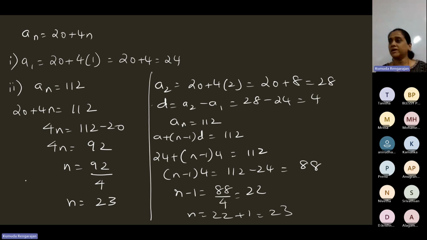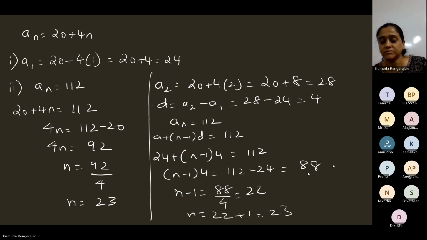Or here An is equal to 112, and An itself is 20 plus 4n. So 20 plus 4n is equal to 112. In this method, you don't have to find anything, so you directly get n is equal to 23. Or, children, this is the alternative.